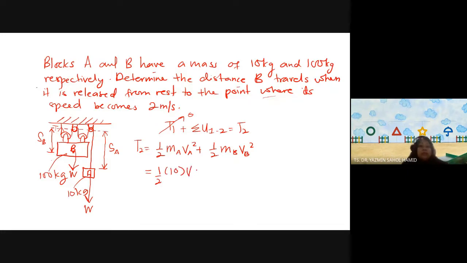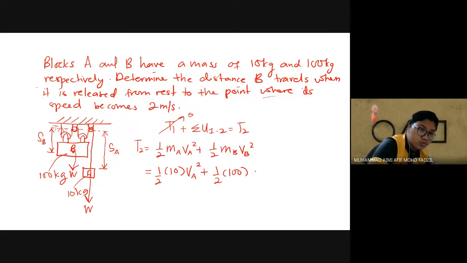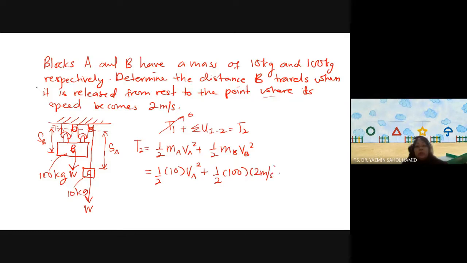VA, do you know what is VA? Tak. Okay, kita tak tahu what is VA. Do you know what is VB? 2. Yes, kita tahu VB 2. Okay, so maksudnya sekarang ni VA is unknown lah. Tapi soalan ni dia nak apa ni? Determine the distance B. So maksudnya untuk soalan ni dia nak distance B travel. So dia sebenarnya nak delta SB. Berapa?